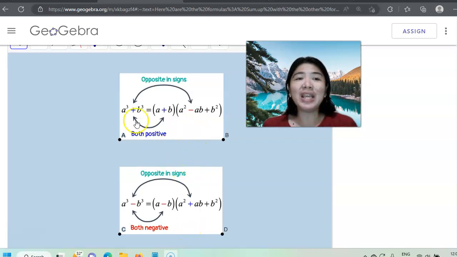If it's sum of two cubes, then we have a binomial sum as the first factor. And if we have difference of two cubes, then we have a binomial difference as the first factor. And then if we have sum of two cubes, then the second term of the trinomial factor will be negative, opposite to the sign of the second term. Again, if we have difference of two cubes, then the second term is positive.